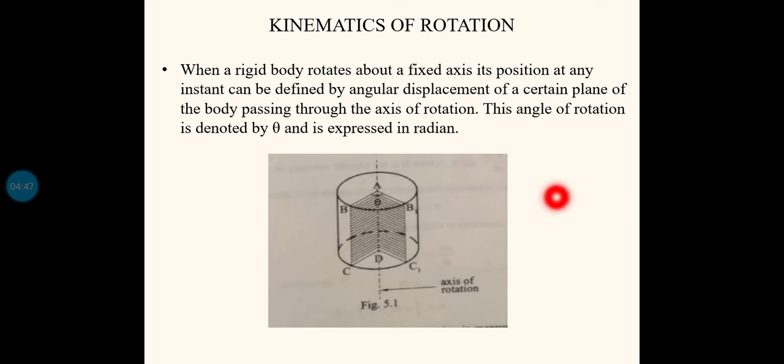You have to give the value of theta in terms of radian only. So this theta is the angular displacement. So what about the total angular displacement once the body rotates, once the body covers one rotation? That is nothing but 360 degree.